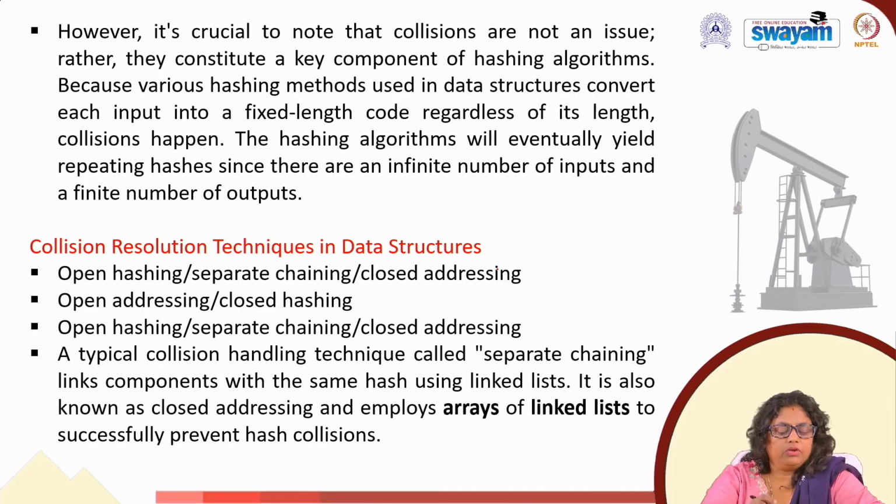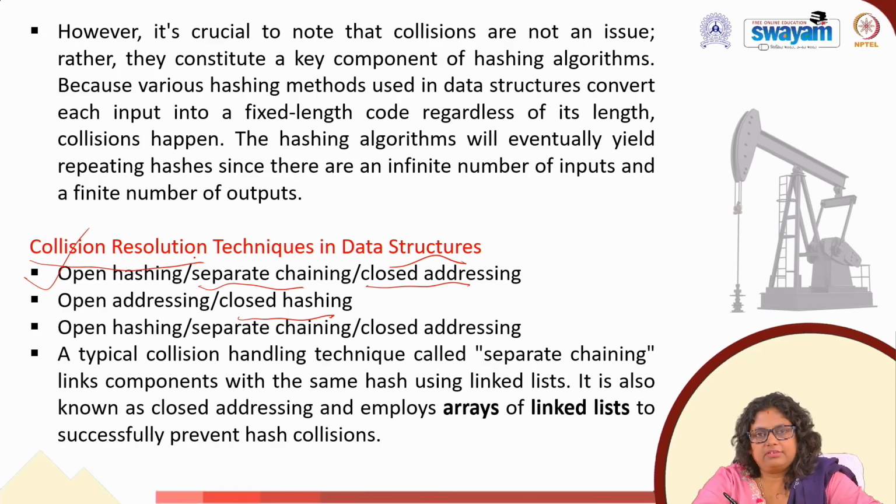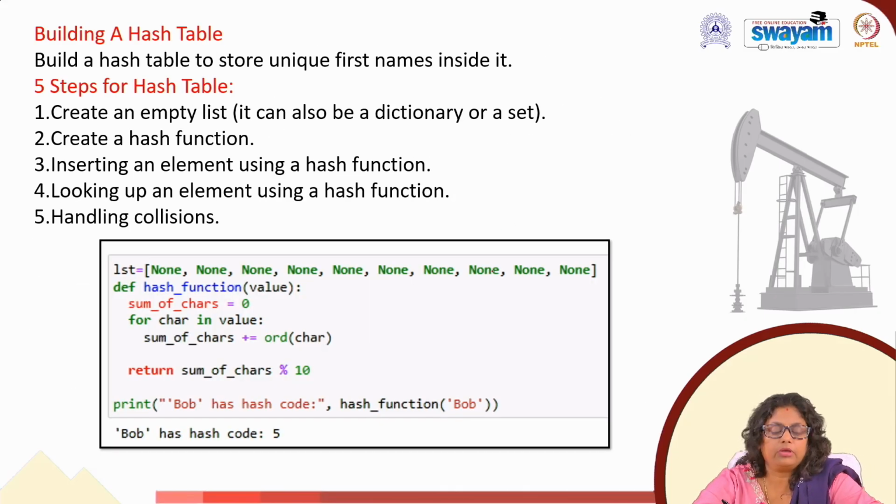So moving on, how will the collision be taken care of? We have collision resolution techniques in data structures. One is open hashing, which we can call separate chaining or closed addressing. Then we have open addressing or closed hashing. Then we have a couple of other collision resolution techniques which handle the collision situation, which I am not discussing here in detail. Okay, so now moving on, we will come to the coding part.